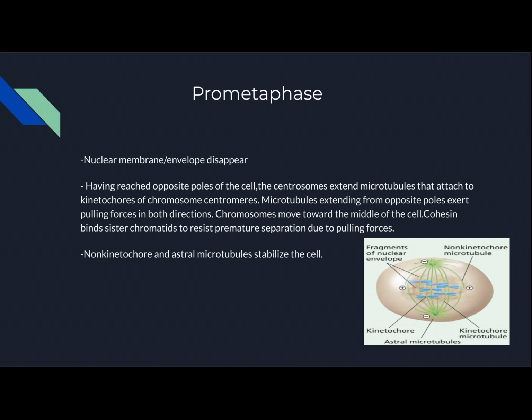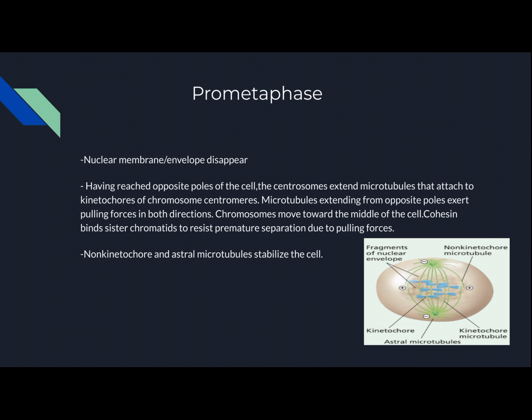Having reached opposite poles of the cell, the centrosomes extend microtubules that attach to the kinetochores of the chromosome centromeres. So microtubules extending from the opposite poles exert pulling force in both directions. Chromosomes move towards the middle of the cell, and then cohesion binds sister chromatids to resist premature separation due to pulling forces. So cohesion is essentially just a protein that binds to sister chromatids. And then non-kinetochore and astral microtubules stabilize the cell.